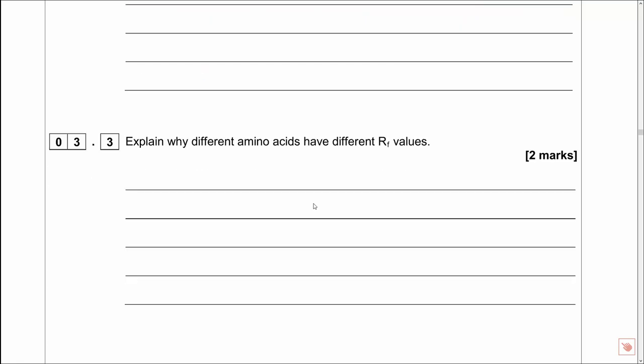Explain why different amino acids have different RF values. Well, this is all to do with the fact that, and it's the same with any kind of chromatography, really, it's all to do with how fast the particular parts of the mixture travel through the column, or whatever it may be, in this case, across the thin layer. And that's because amino acids have different polarities, and that is in the specification actually. And that's based on their R groups primarily. They've got different R groups, different polarities.